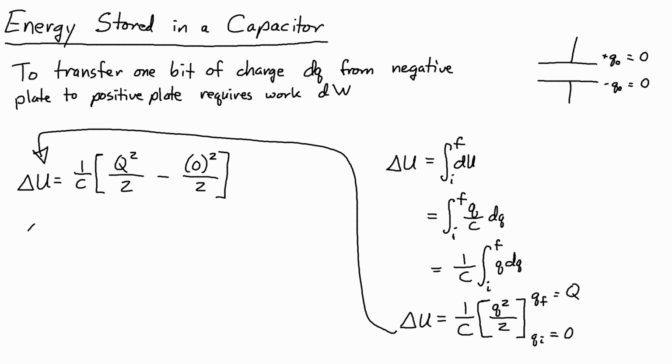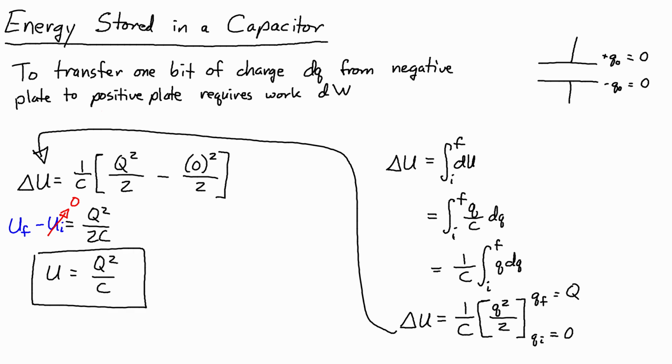When I simplify this, I get that delta U is equal to Q squared over 2C. Since delta U is really just U final minus U initial, and U initial was 0, the potential energy of the capacitor, or the energy stored in the capacitor, is equal to Q squared over 2C. Okay, so that's not surprising. That might be a little odd at first, and you might think, why is Scott getting so interested in this kind of weird result?